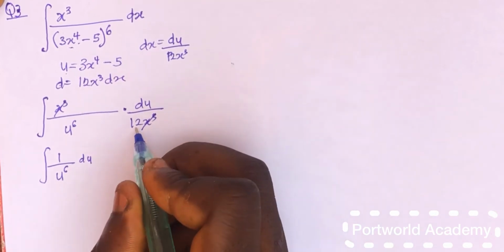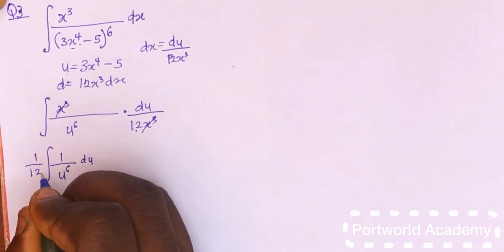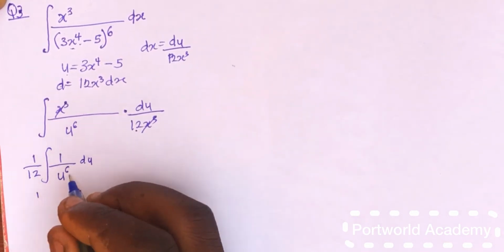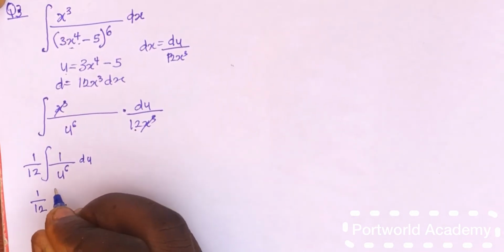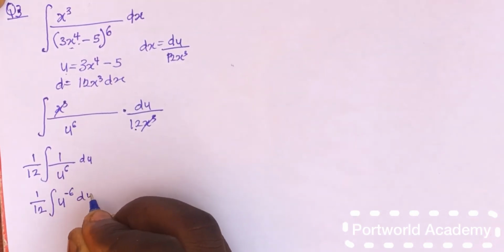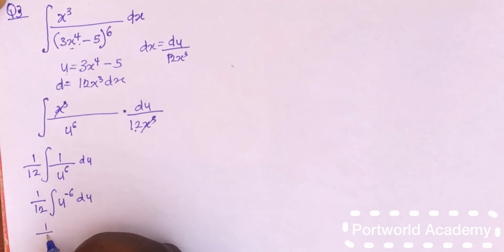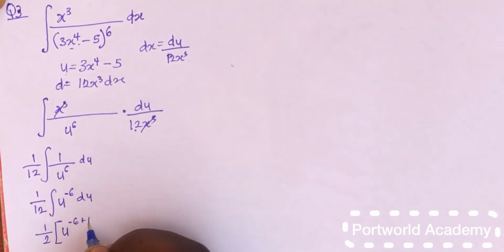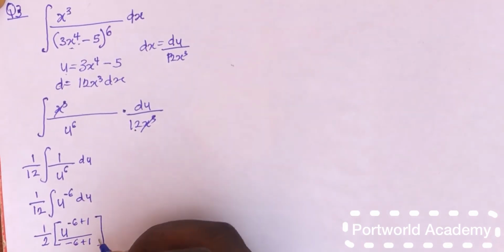We have 12 here, we can simply put 1 over 12, right? So here we can integrate this, we can express this as 1 over 12 integral of u raised to the power of minus 6, so we have du. So integrating this, we have 1 over 12 into brackets u raised to the power of minus 6 plus 1 divided by minus 6 plus 1, right? So we have plus c here.